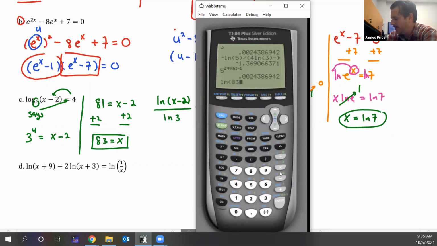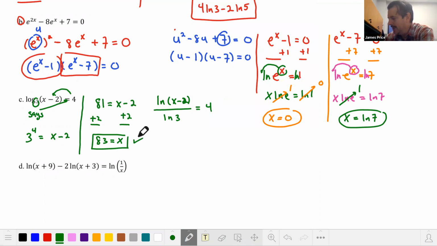So I'll do ln, and I found the answer to be 83. So 83 minus 2 in parentheses, and then divide by ln of 3. And if I get out 4, I know it's good. And if I don't, I know I made a silly mistake someplace, but I do get out 4, so I'm good to go. So now I'll put a little check mark here because I know it's right. I don't think it's right. I know it's right, so I just checked it.